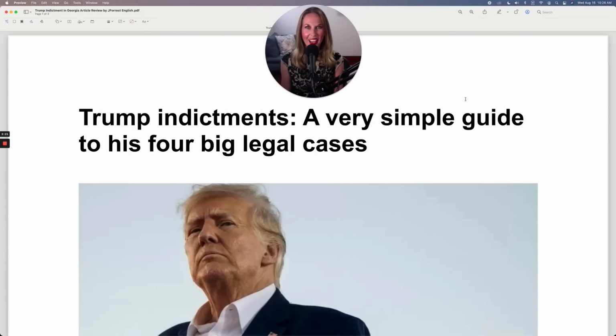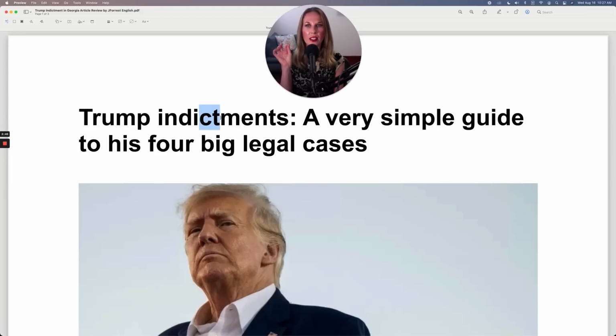First, I'll read the headline, Trump Indictments: A very simple guide to his 4 big legal cases. In this article, don't worry, we'll discuss what an indictment is and the implications for Donald Trump. For now, just notice that pronunciation, indictments.